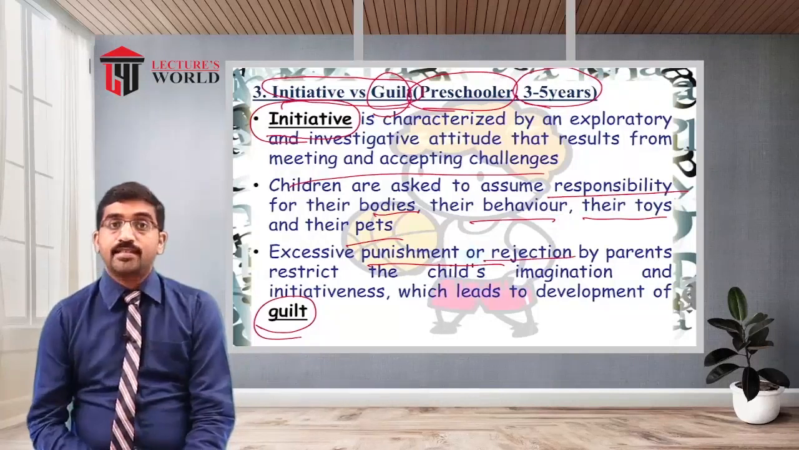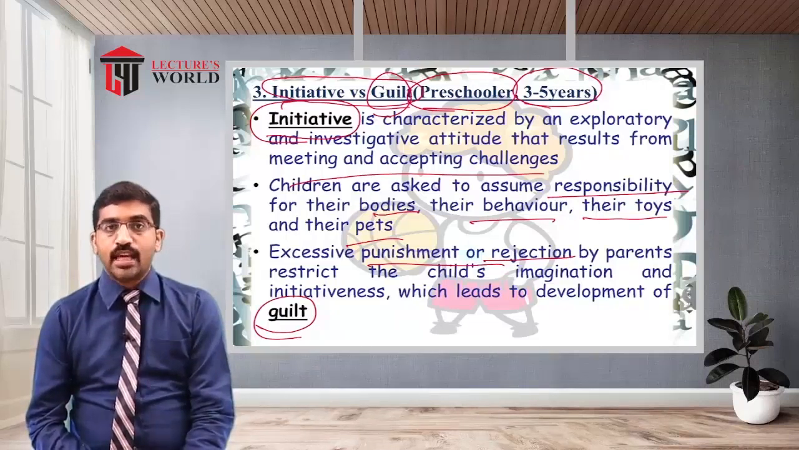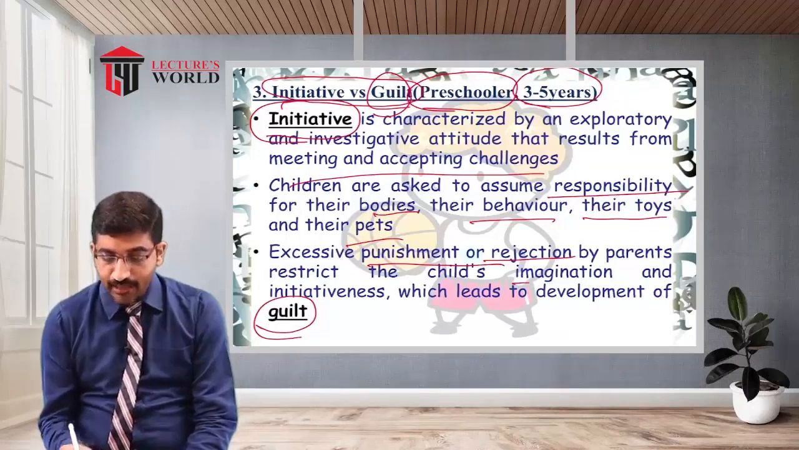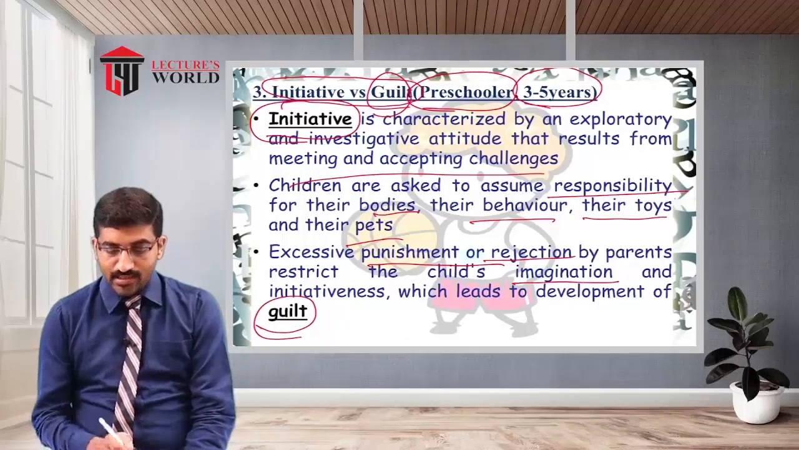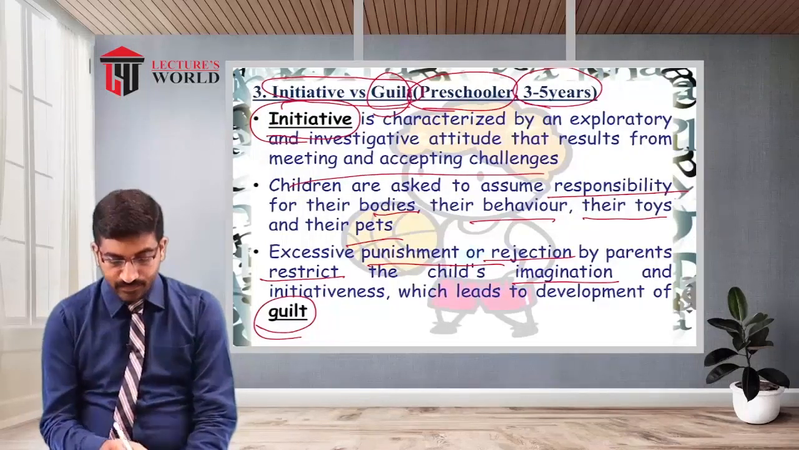Rejection by the parents: parents say, no, you cannot do. You are a child. You cannot help me. You only do study. You cannot go there. You cannot run. You cannot stand. Like that, they punish, they reject, and the child's imagination will reduce. It will disturb the child's imagination. They will restrict their activities.